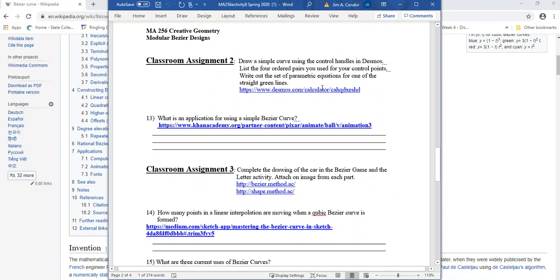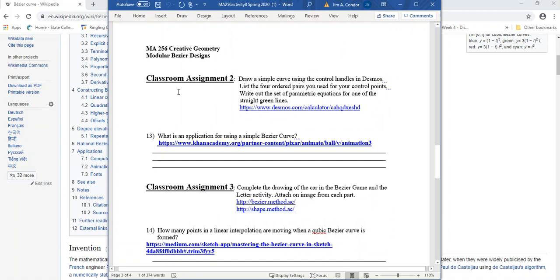All right, so classroom assignment 2 is very straightforward. It says draw a simple curve using the control handles and Desmos. List four ordered pairs for your control points. Write out the set of parametric equations for one of the straight green lines. So let's take a look at this.